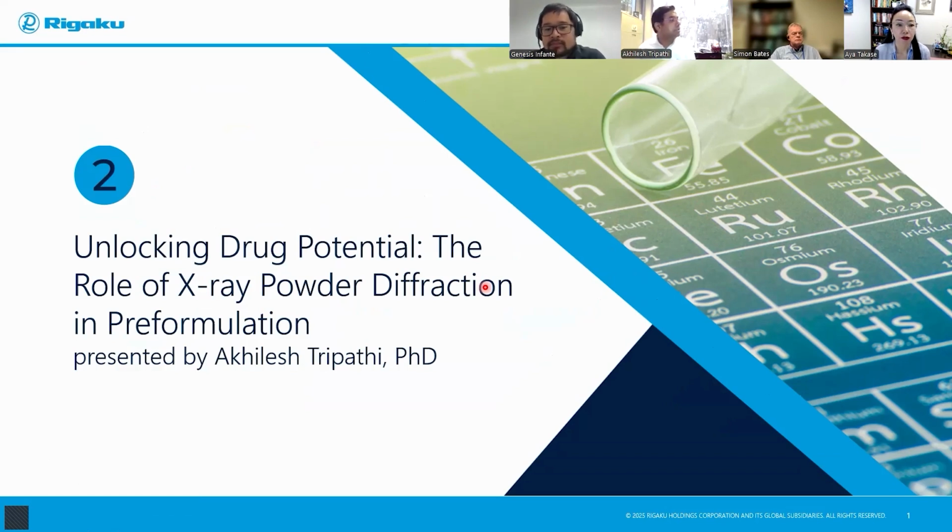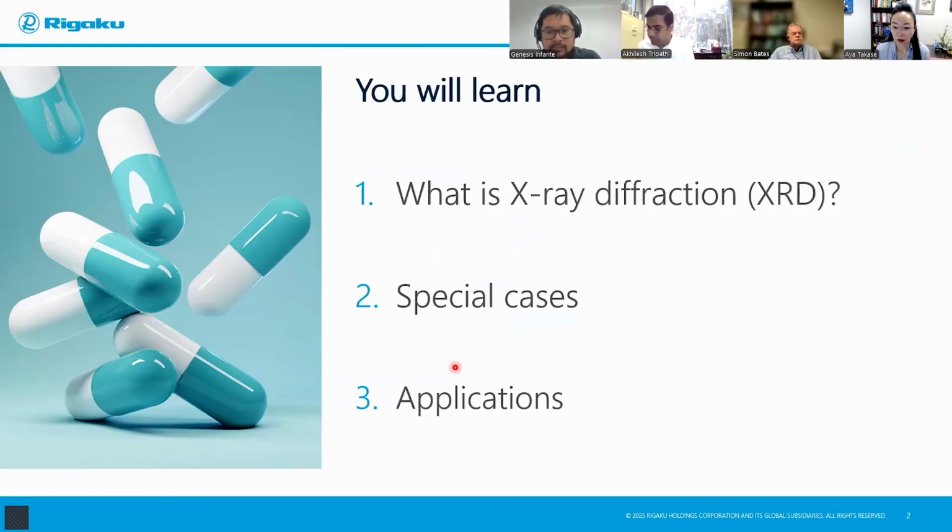Unlocking drug potential: the role of X-ray powder diffraction in preformulation. In this series, you will learn three parts. What is X-ray diffraction? We will cover some special cases such as XRD, DSC, preferred orientation, small amount of sample, liquid, gels, creams, air sensitive, and highly potent sample. And then we will look into some applications.